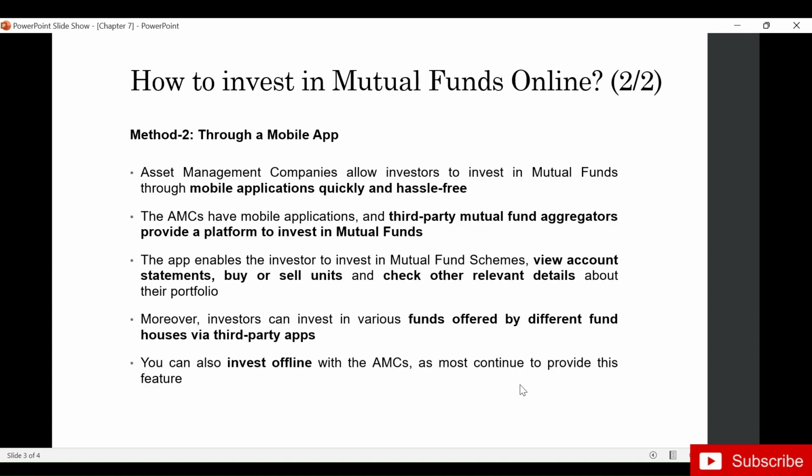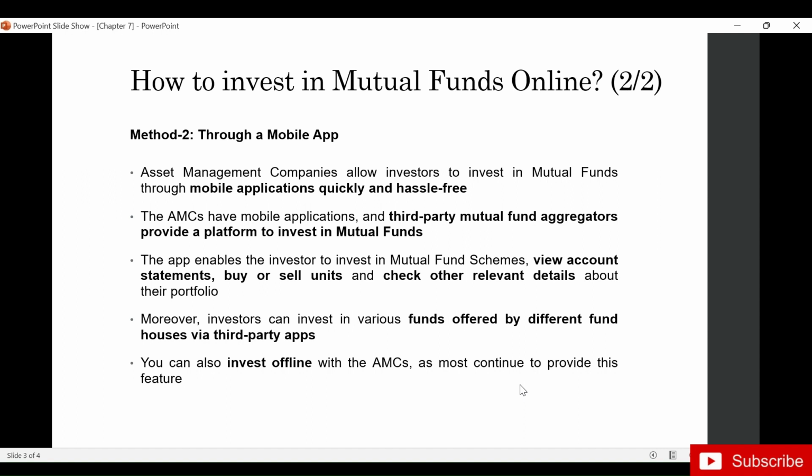Now talking about method 2 of investing, which is through a mobile app. A lot of asset management companies also have a mobile app to make investing quick and hassle free for the investors. Now, apart from AMCs, a lot of third-party mutual fund aggregators have also come up and have started providing a mobile app for the investors to invest in mutual funds. This app enables the investors to invest in different schemes, view their account statements, buy and sell units of mutual funds, and check other relevant details.